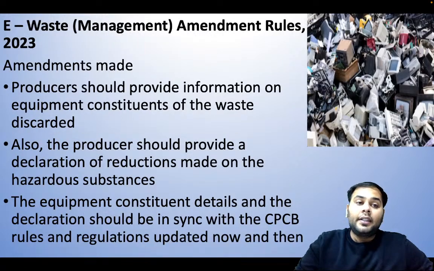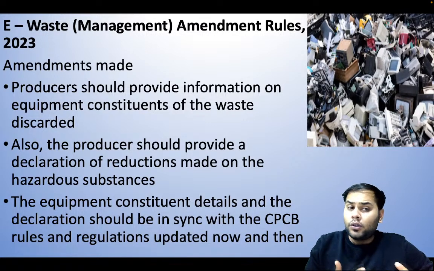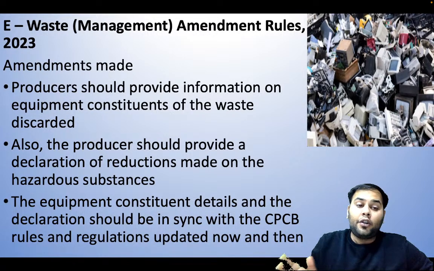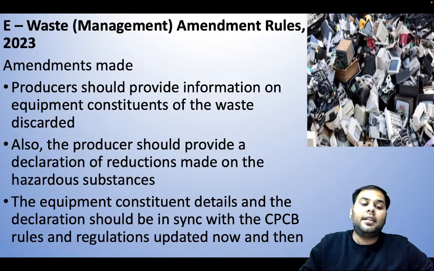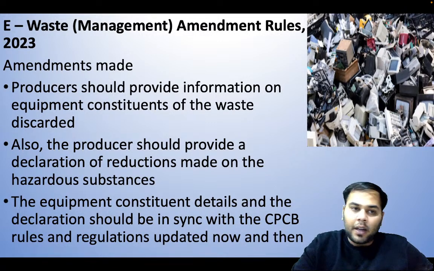Now coming to the next part, the e-waste management rules have been amended in 2023. So what are the few rules that have been changed? Producers should provide information on equipment constituents of the waste discarded, right? What was the waste that was being thrown off? They need to make a list. Also, the producer should provide a declaration of reductions made on hazardous substances, that is, how much the usage of hazardous substances has been reduced while producing their goods. The equipment constituent details and the declaration should be in sync with the CPCB rules and regulations, updated now and then, right? That's what the amended rules are saying.